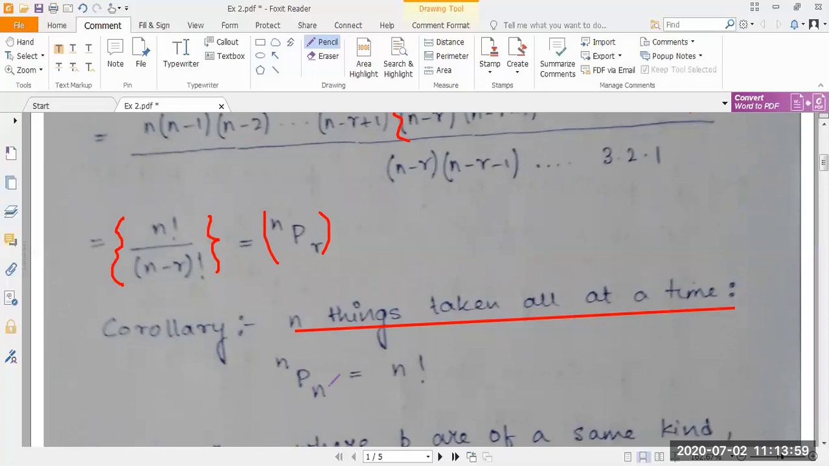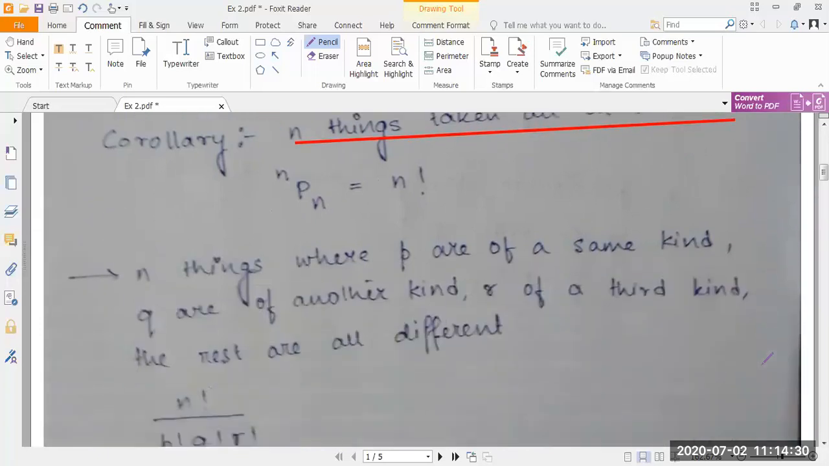Let's say I take one thing out of the n things and I can put it in n positions. The next time I'll have n minus 1 positions. For the third item, I'll have n minus 2 positions. Naturally, when I arrange the n things among themselves, I essentially have n factorial ways in which I can arrange them. So nPn, which is n things taken all at a time, is equal to n things arranged among themselves, which is again equal to n factorial.